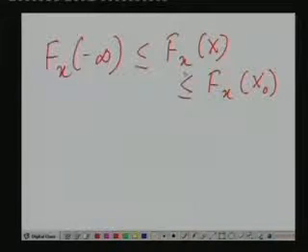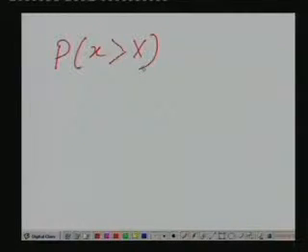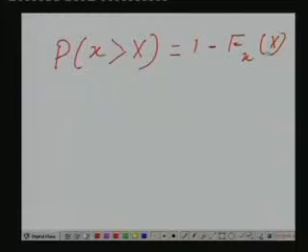Next, you consider this, the probability of this random variable x taking value greater than some capital X, where capital X is any real number, that is equal to actually 1 minus f x of capital X.